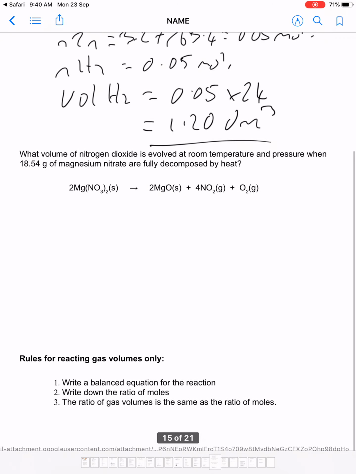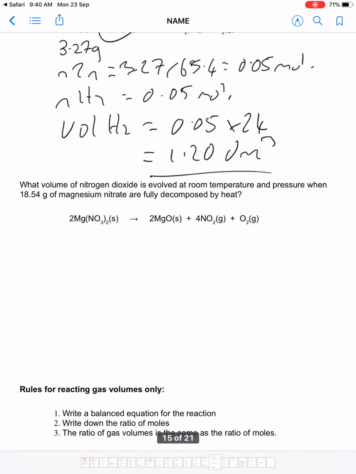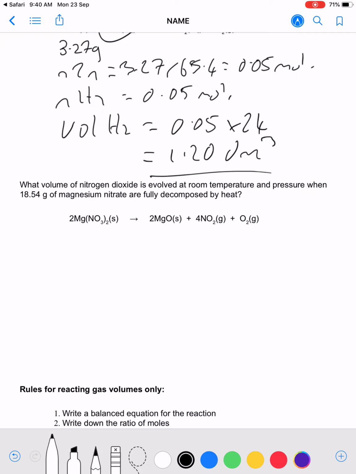Next one, what volume of nitrogen dioxide is evolved at RTP, or room temperature and pressure, when 18.54 g of magnesium nitrate are fully decomposed by heat? Right, well the ratio here, it's 2 to 4. So we're looking at the relationship between the magnesium nitrate and the nitrogen dioxide. 2 to 4, I'm sure you all know, is exactly the same as saying it's 1 to 2. It's just double.